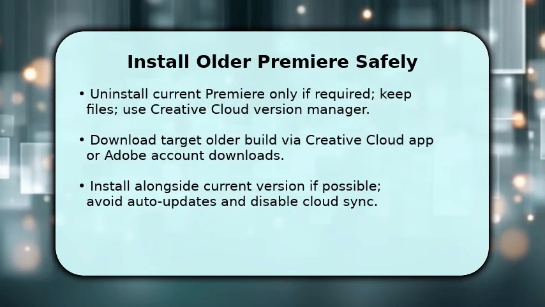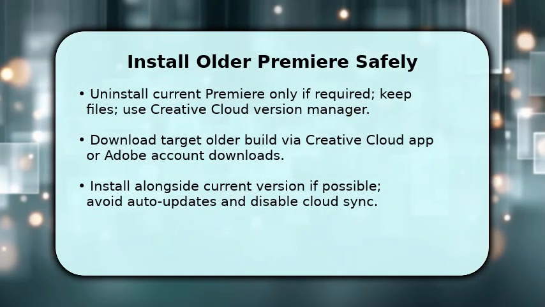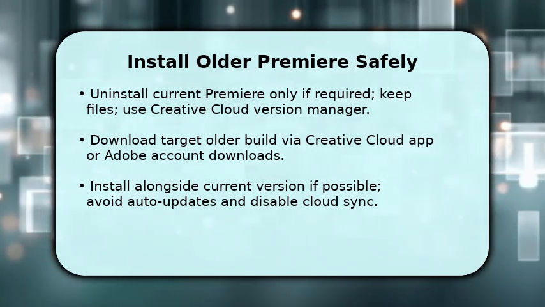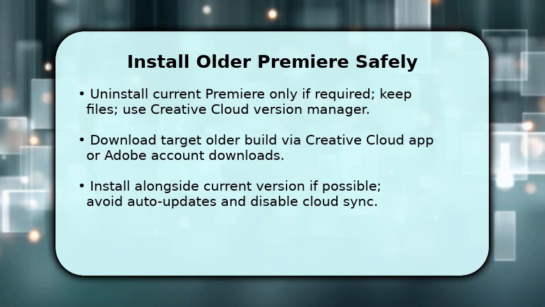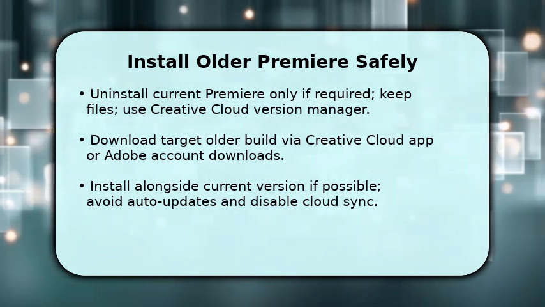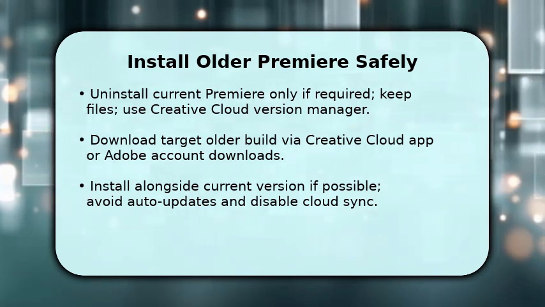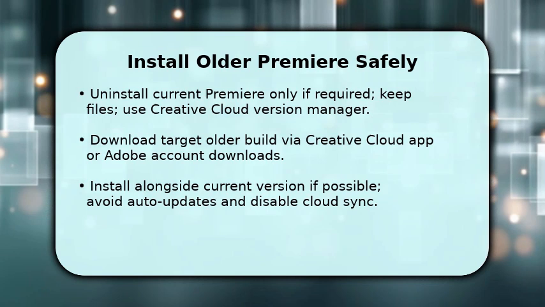You should install the older Premiere build using the Creative Cloud Apps Version Manager so you don't destroy your current install. That way you can run both side by side. If you must uninstall, keep your media cache and project backup safe. During installation, disable auto-update and Creative Cloud Sync to prevent unwanted upgrades.